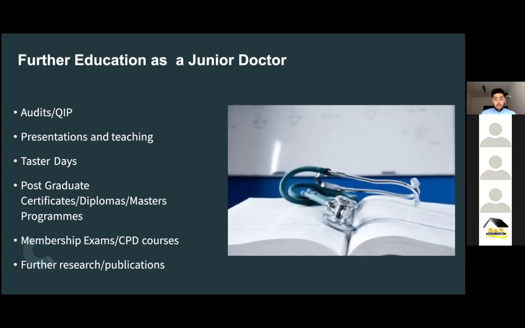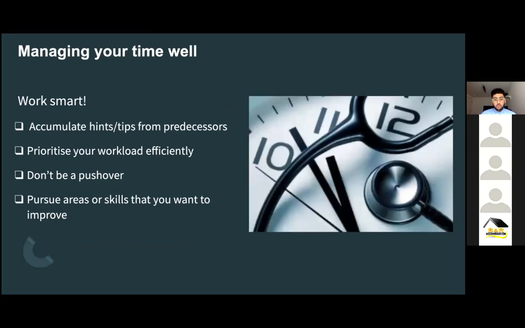Another avenue is education through membership exams. If you want to sit part one or part two of the MRCS or the MRCP, which are the surgical and medical exams, they're quite useful to do as a junior doctor. Any sort of professional development course you can add to your portfolio. And again, further research and publications you can do as well, such as papers you've already done as an undergraduate, or further work you're doing in hospital for publications. Okay, coming to the end now.